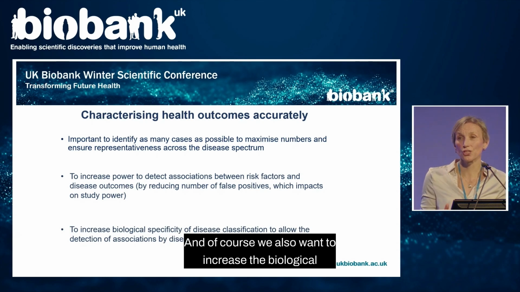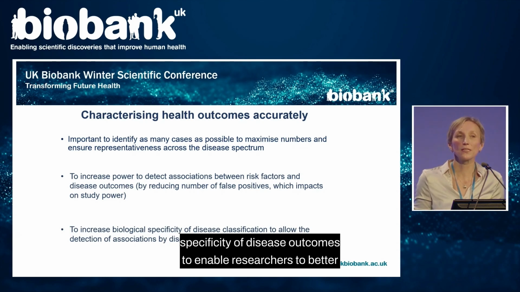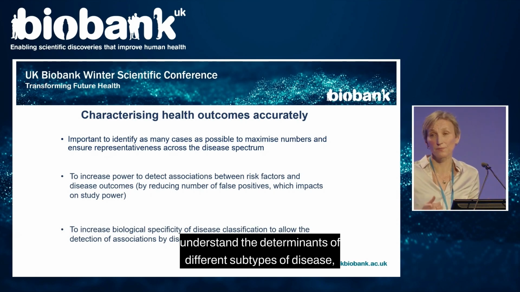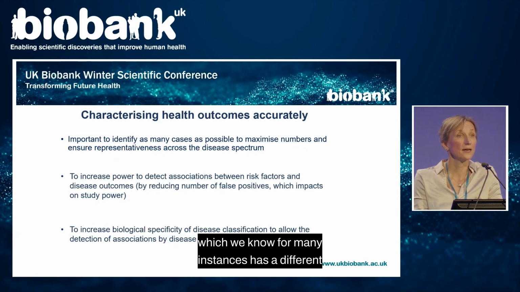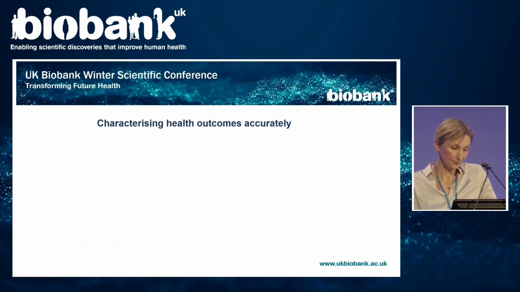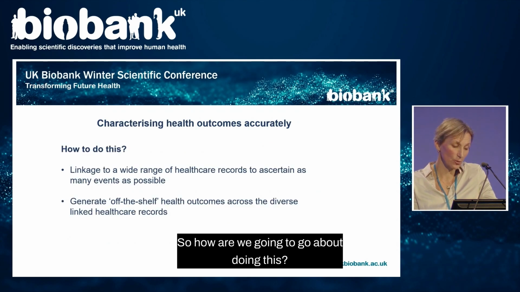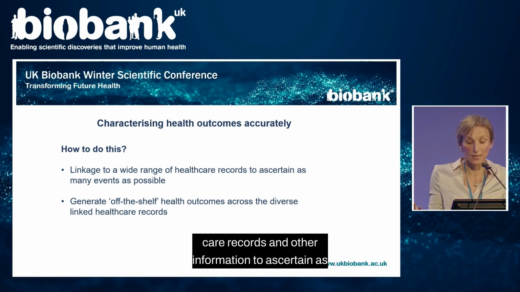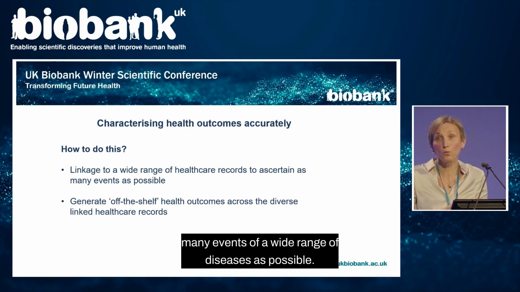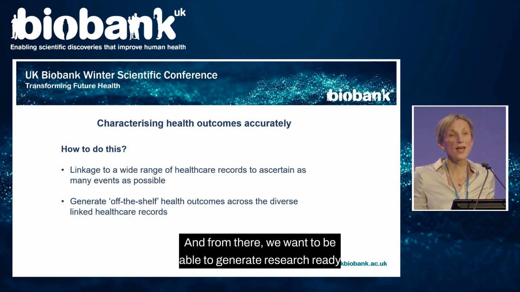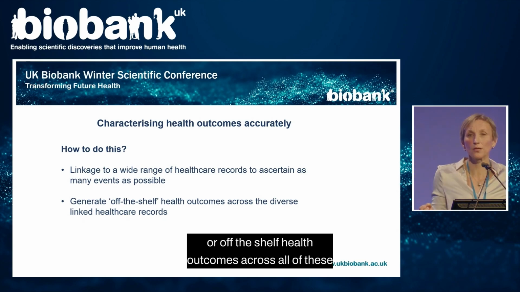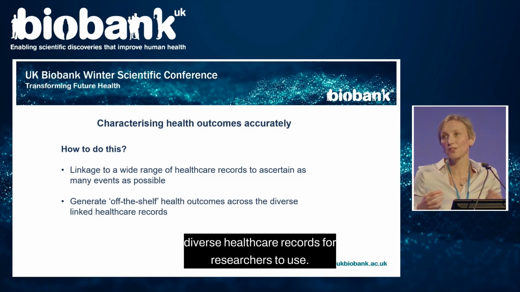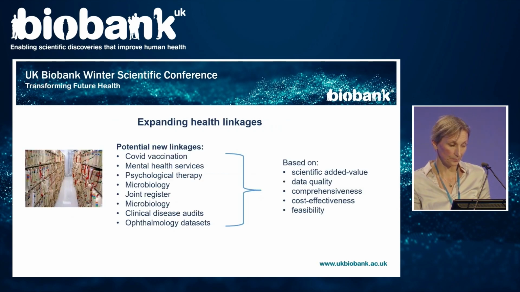And of course, we also want to increase the biological specificity of disease outcomes to enable researchers to better understand the determinants of different subtypes of disease, which we know for many instances has a different etiology. So how are we going to go about doing this? Well, what we want to do is to link to a wide range of healthcare records and other information to ascertain as many events of a wide range of diseases as possible. And from there, we want to be able to generate research-ready or off-the-shelf health outcomes across all of these diverse healthcare records for researchers to use.